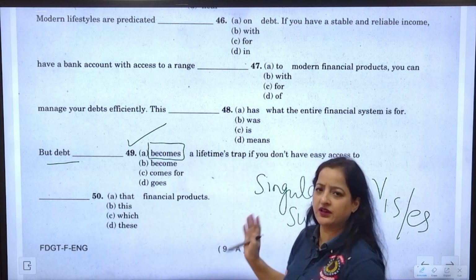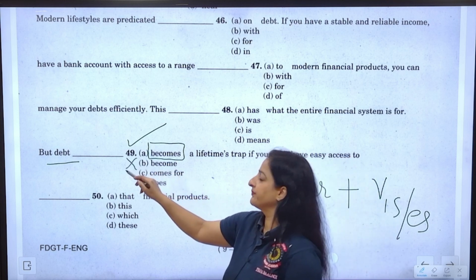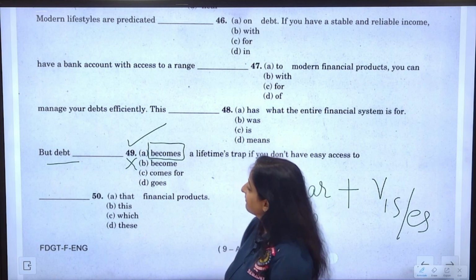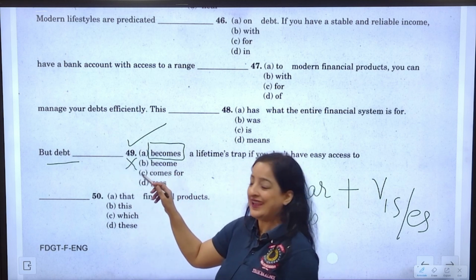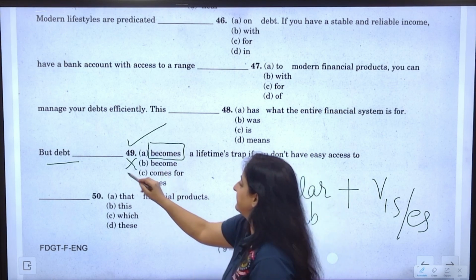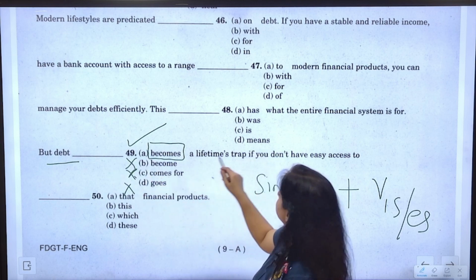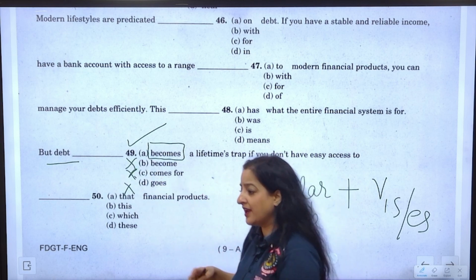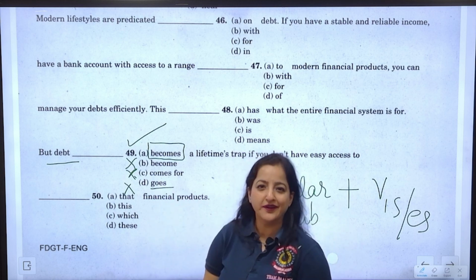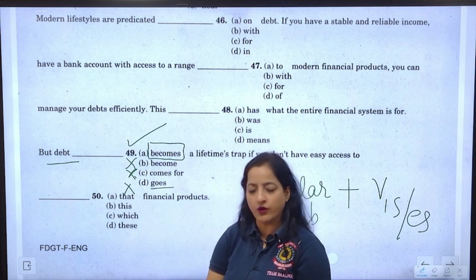Debt becomes a lifetime trap if you don't have easy access. So we rule out this. If a plural subject were written here, then we would go for become. Students become. A student becomes. And of course, these options don't fit the grammar or the meaning. Debt comes for a trap? No. It becomes a trap, or goes for a trap? Where did debt go? So the meaning and the grammar are both horrible, terrible.